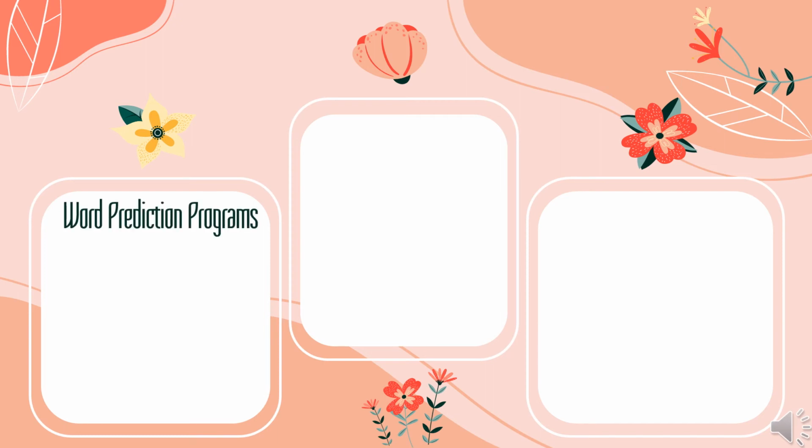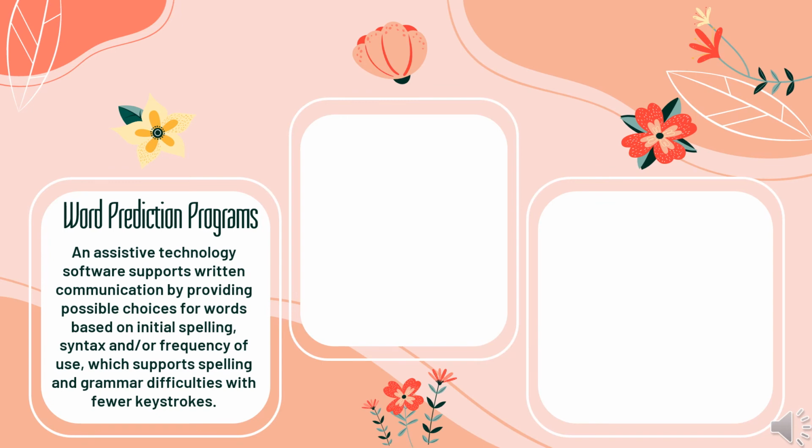Another assistive technology is the word prediction program. It is an assistive technology software that supports written communication by providing possible choices for words based on initial spelling, syntax, and/or frequency of use, which supports spelling and grammar difficulties with fewer keystrokes.